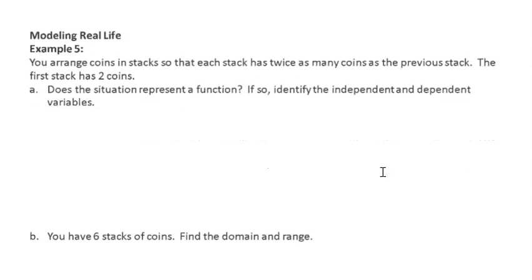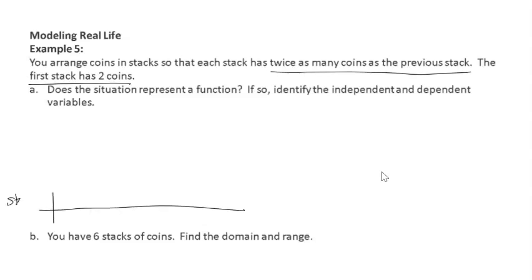Let's try another one. Okay, you arrange coins in stacks so that every stack has twice as many coins as the previous stack. The first stack has 2 coins. So let's just think about this. I'm just going to make a little chart. Stack number 1 has 2 coins. Now it says each stack has twice as many coins as the previous stack. So stack number 2, we doubled the coins, it now has 4. Stack number 3, we doubled the coins, it now has 8. Stack number 4, double the coins, 8 times 2 is now 16, and so on, okay?